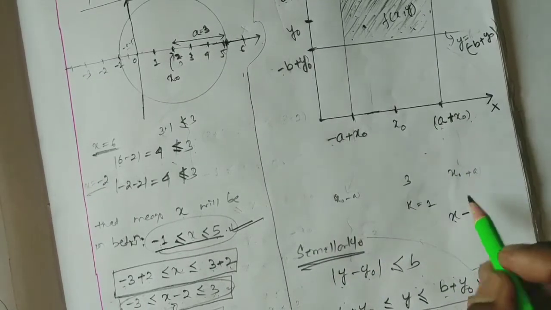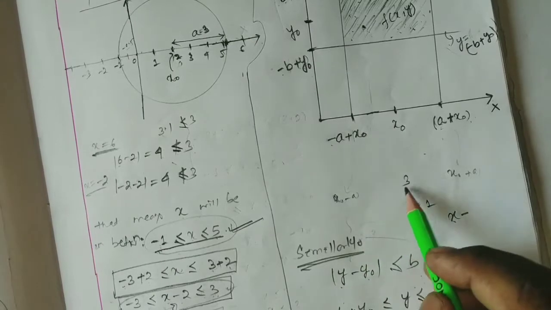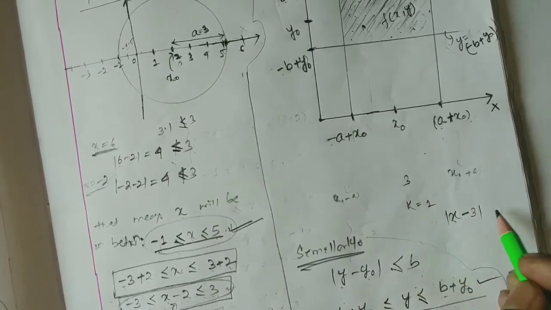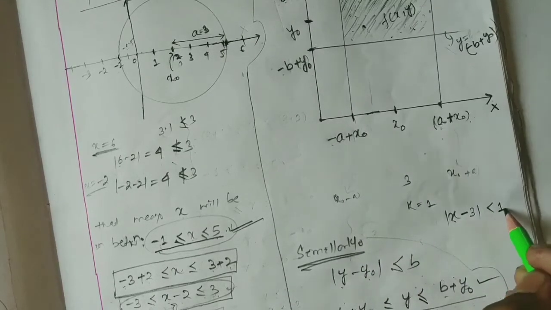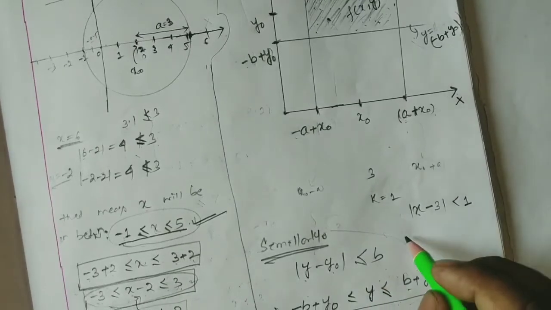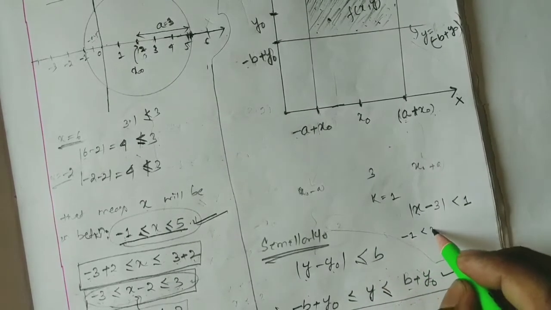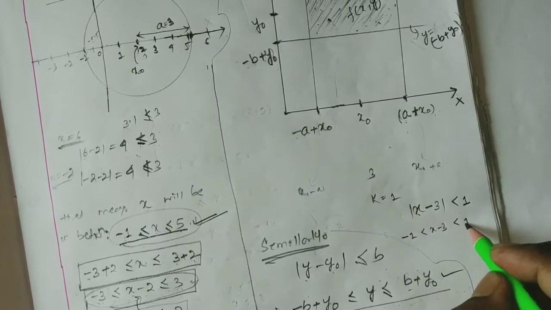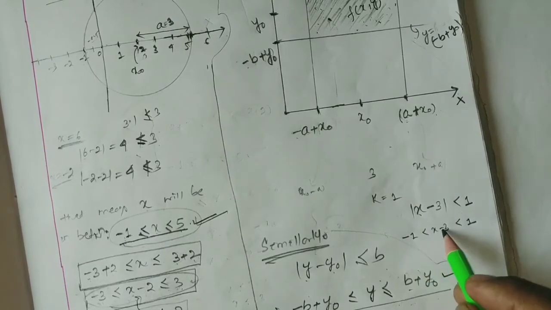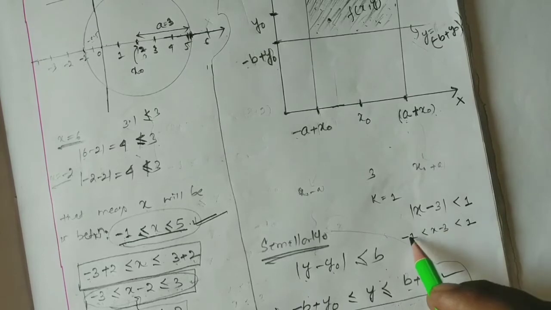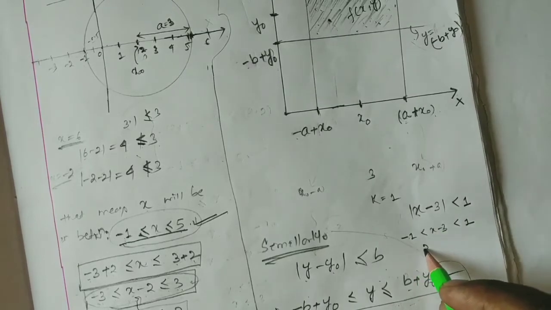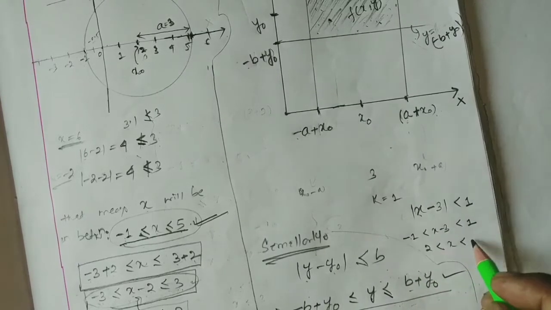|x − x0| = 3, less than 1. That means this will be −1 less than x − 3 less than 1. So this will be how much? x, if I take −3 to this side, it will be 2. So x ranges from 2 to 4.